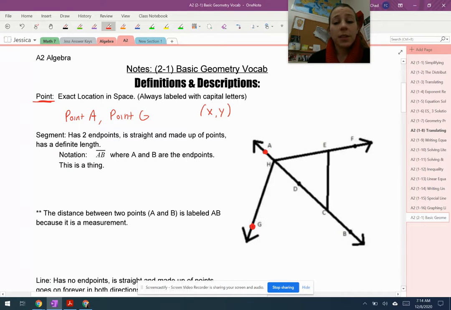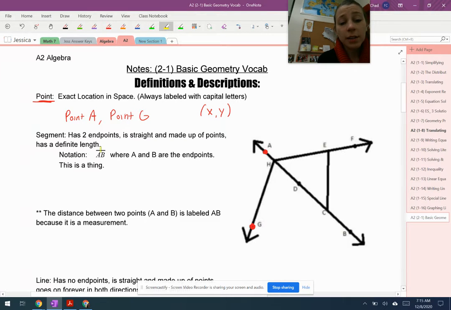A segment has two endpoints, is straight, and is made up of points. And it has a definite length, meaning that you could measure it, meaning that you could determine the length of it. The notation for a segment is the endpoints, so A and B, if those are the endpoints, and then a line over the top. So right here, I'm going to highlight this in yellow. When they're talking about line segment AB, that is this line from point A to that other endpoint B. That's line segment AB.